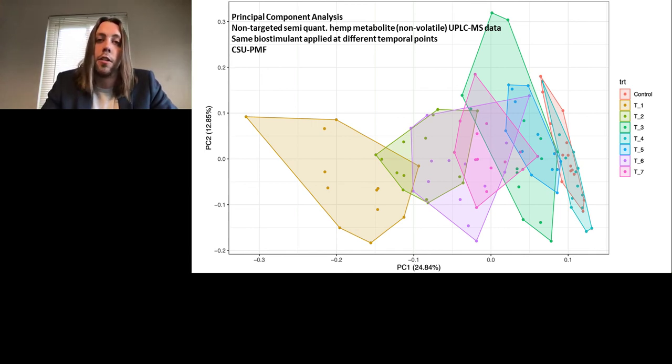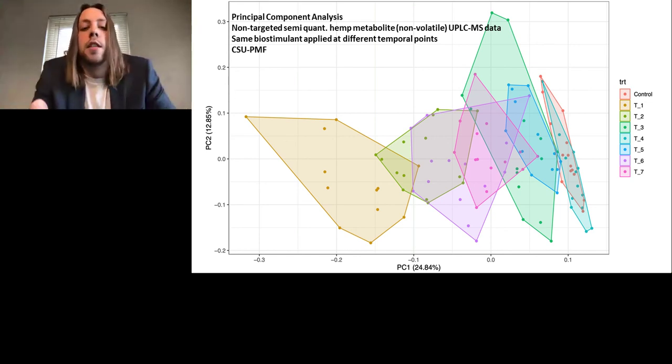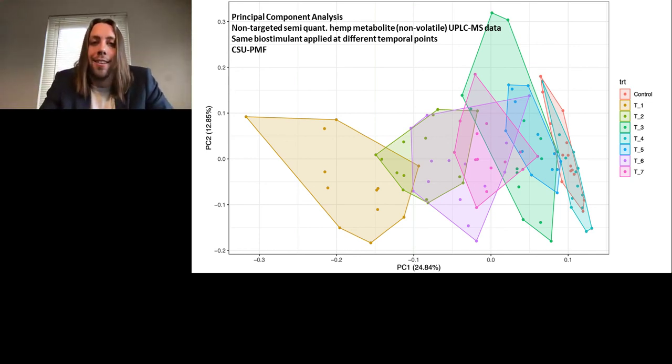We did both volatiles and non-volatiles. Of course, we used different machinery for both. This is one of the principal component analyses graphs that we got back from the UPLC data. It's the same biostimulant applied at different temporal points throughout the plant's flowering period.